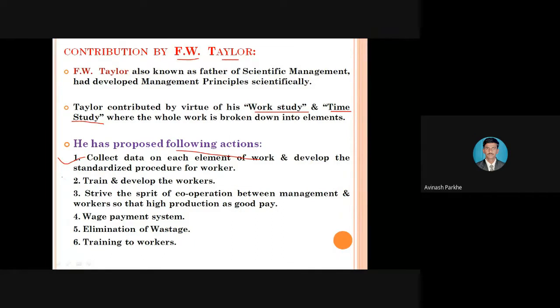Then train or develop the workers. If unskilled operators are working on that operation, then there is a maximum chance of wastage, as they are not aware of how to handle that machine, or how to convert the raw material into finished goods. Obviously, there is an increase in production time. If the production time increases, automatically it will affect the productivity, and it will affect the profit of that organization. Then the third part, we discussed the proper cooperation or the proper relation between the management and the workers.